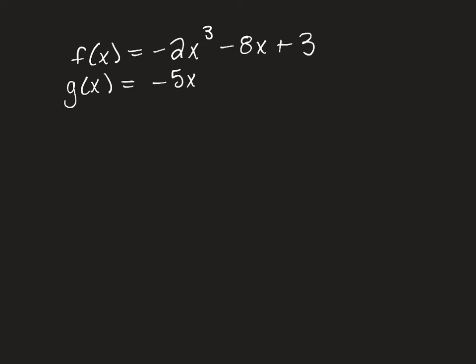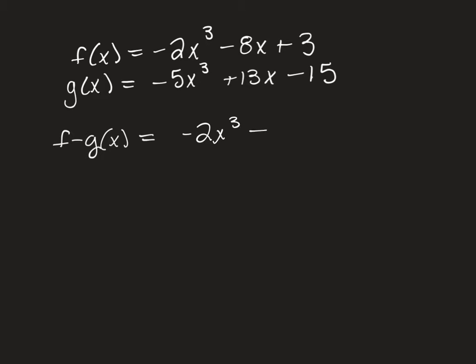So our 2 functions are f of x. So again, we're doing f minus g. So we'll do negative 2x to the third minus 8x plus 3 minus negative 5x to the third plus 13x minus 15.